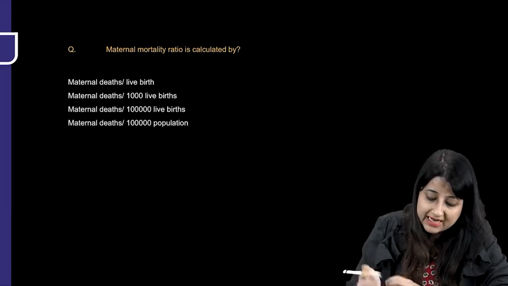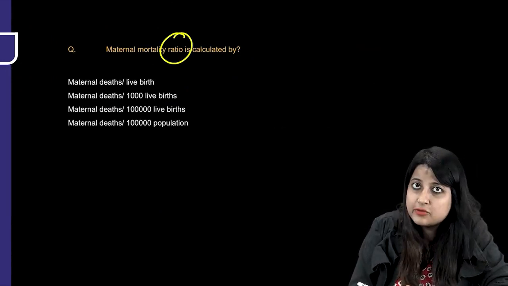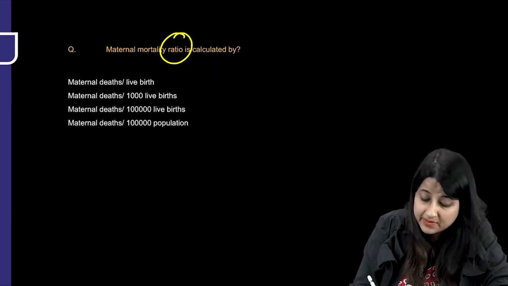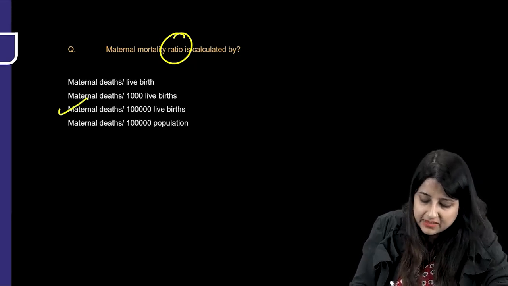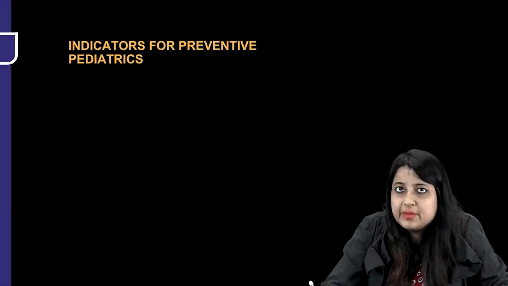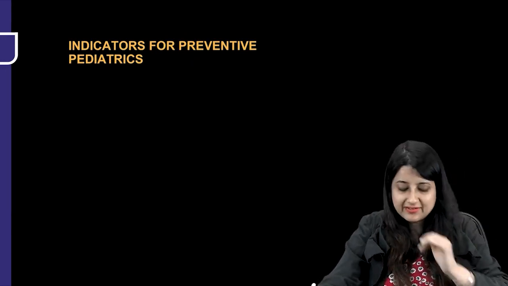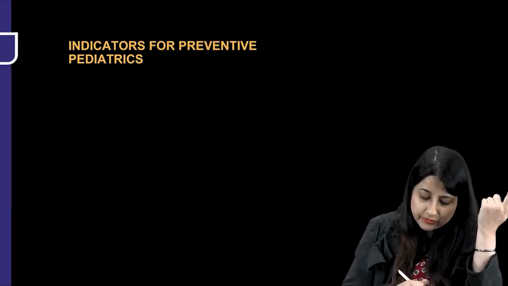So see, maternal mortality ratio. Now, can the numerator be a part of the denominator over here? Can it be? Numerator part of denominator in ratio? No. So the multiplier has to be 1 lakh, and maternal deaths per 1 lakh live births. Okay? Now let us talk about preventive pediatrics. Okay, so in preventive pediatrics also we have a lot of formulas which are very, very important, guys. That is what we are going to first focus on.